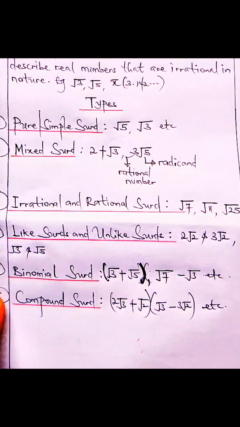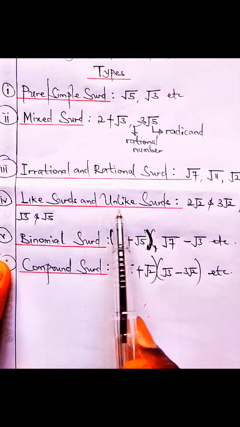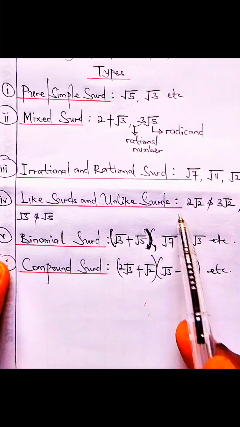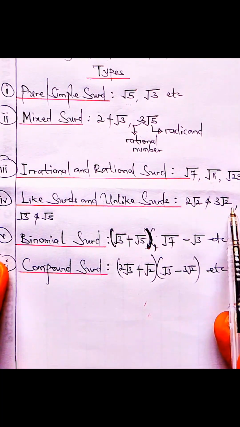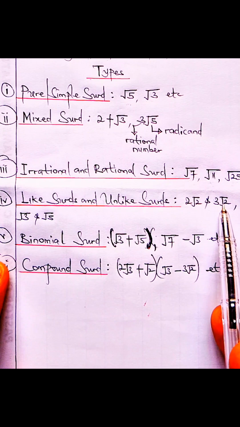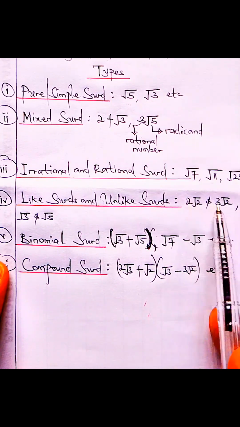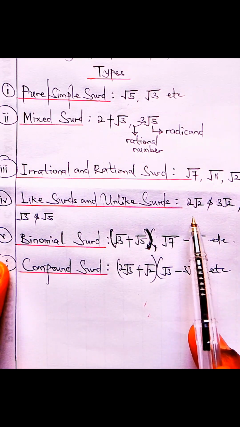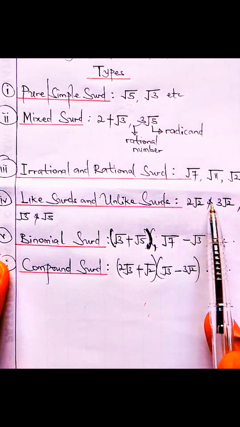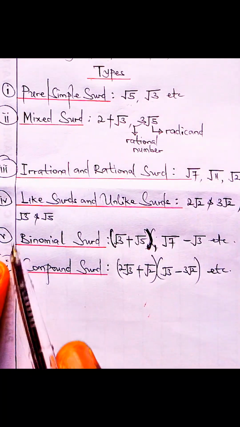So next we're going to be looking at like surds and unlike surds. Now when we talk about like surds, look at this, 2 root 2 and 3 root 2. As you can see, they have the same radicand, root 2, so it's very easy for us to work on them. We're going to be seeing this when it comes to arithmetical applications of surds. This has root 2, this has root 2, and that's why they are like surds.